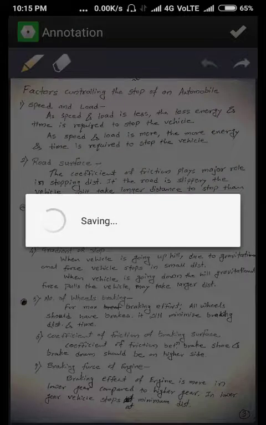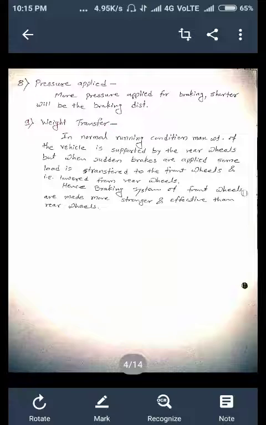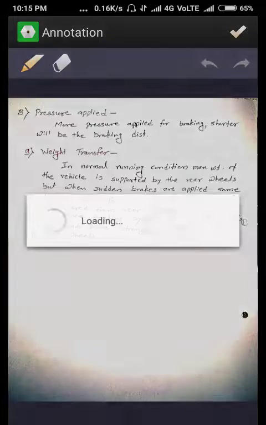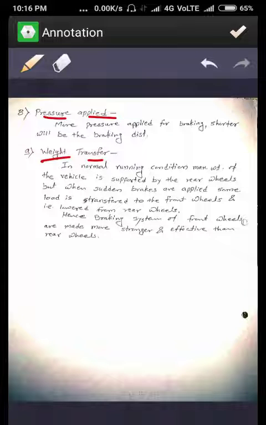So the next factor is pressure applied. When we apply pressure, if this applied pressure is on the higher side, then the braking effect will be better and the vehicle stops within the smallest possible distance in minimum time. If the pressure applied is minimum, at that time the vehicle will take quite a longer duration to stop.